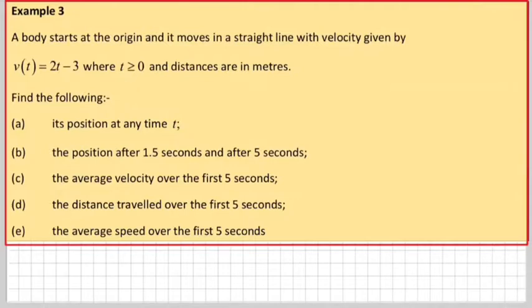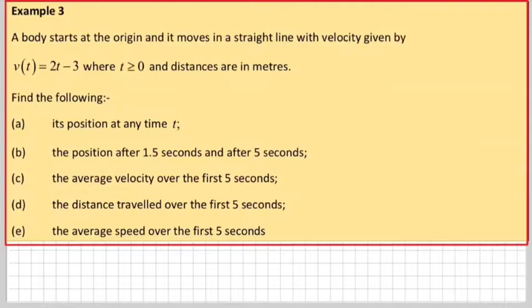Alright, example 3. A body starts at the origin and it moves in a straight line with velocity given by v of t equals 2t minus 3, where t is greater than or equal to 0 because it's time, and the distances are in metres. Find the following. Firstly, its position at any time t. Secondly, the position after 1.5 seconds and after 5 seconds. In part C, the average velocity over the first 5 seconds. Part D, the distance travelled over the first 5 seconds.